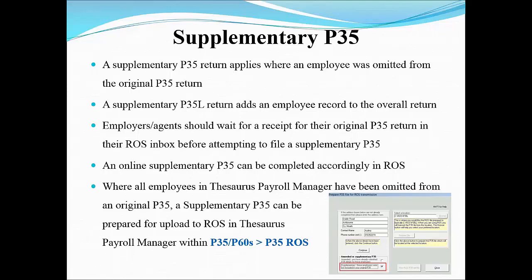If it's just maybe one or two employees that have been missed from the original, then you can do an online supplementary P35 with ROS. We do have an option to do a supplementary P35 in the Payroll Manager, but it's only where everybody on that particular payroll has been omitted. So again, going back to running multiple payrolls, where maybe somebody's completely forgotten to upload their part of the P35 there. I'll just show you where that is as well.